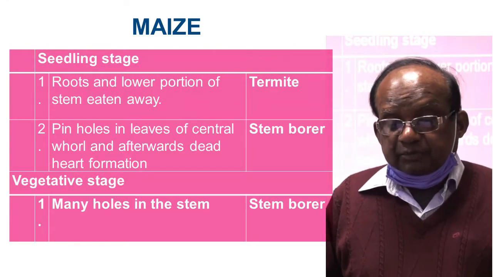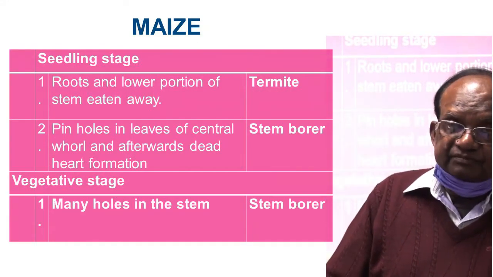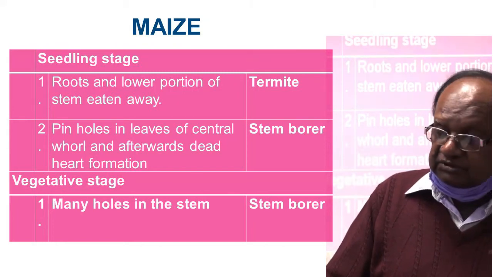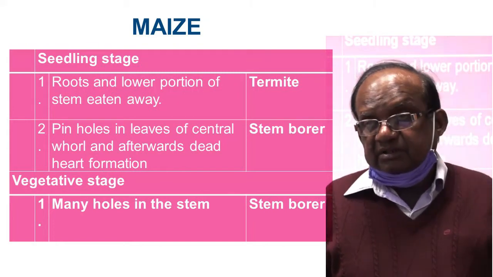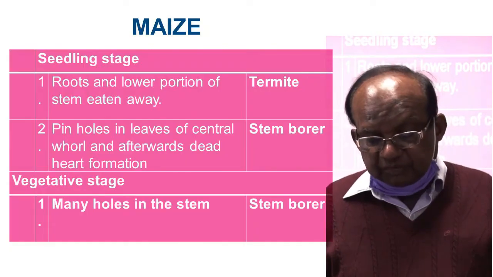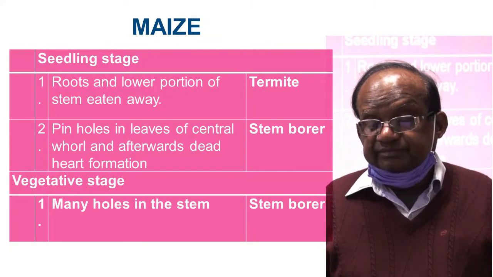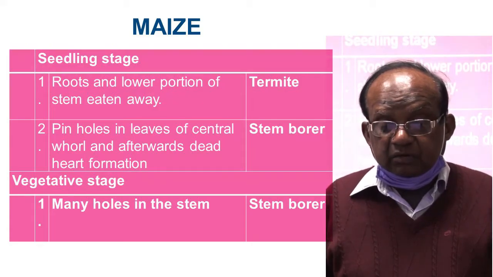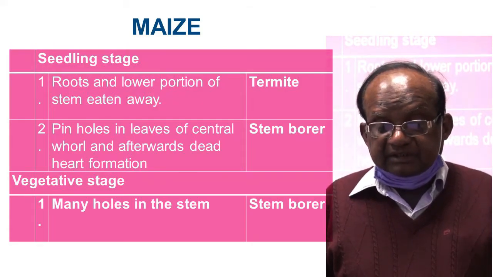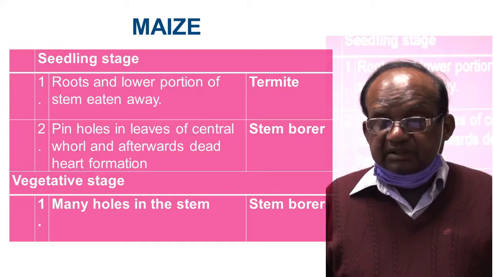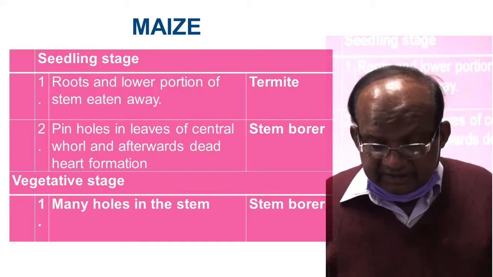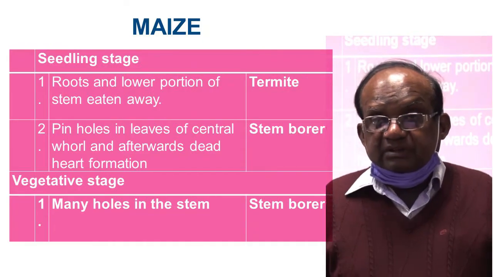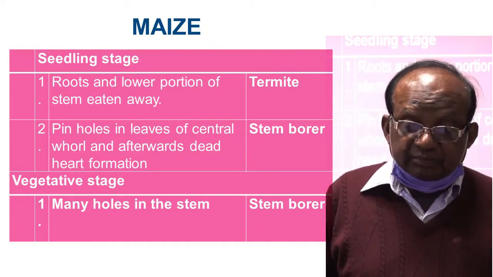If the roots and lower portion of the stem are eaten away and the plant shows drying symptoms, this means our maize crop is affected by termite, or white ant. If pin holes in leaves, a central hole, and afterward dead heart formation are found in the maize crop, this indicates the attack of a stem borer in maize.